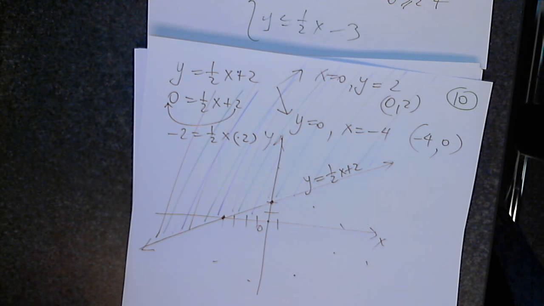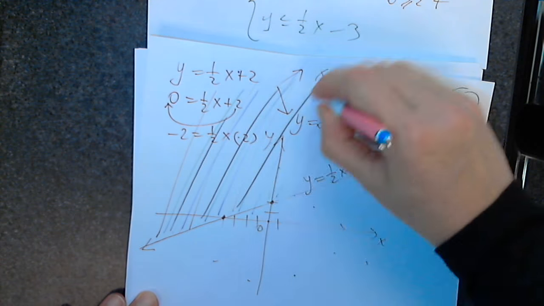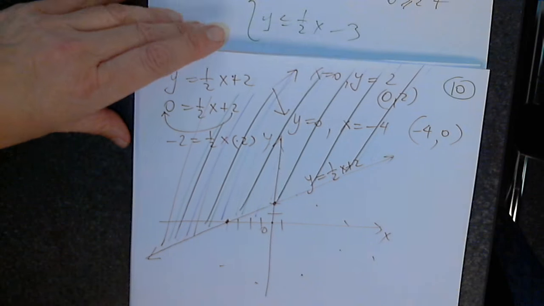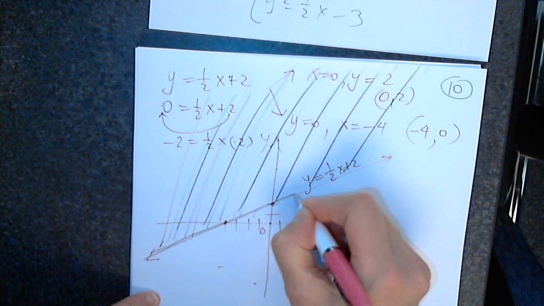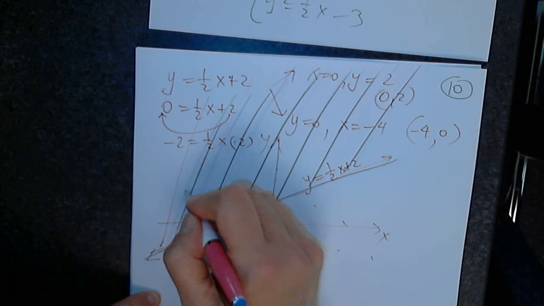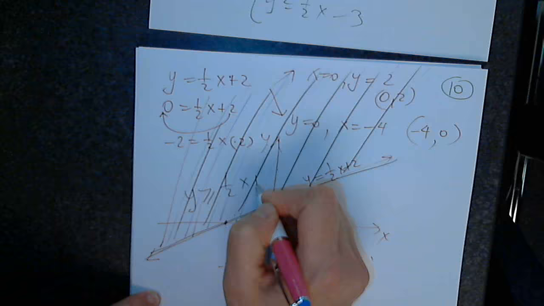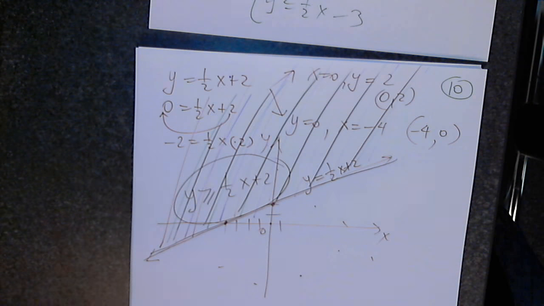I know, they're dying, they're all dying. Good. So all this is the area y greater than or equal to 1/2 x plus 2. So I have to be silly more often so I can wake you up.